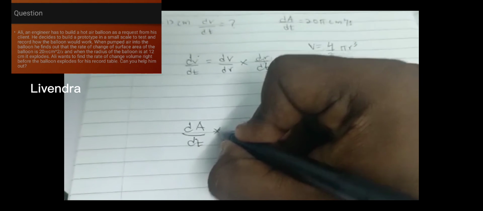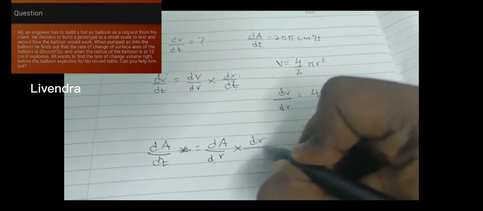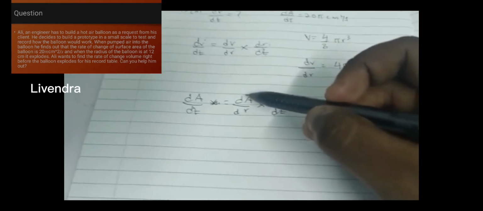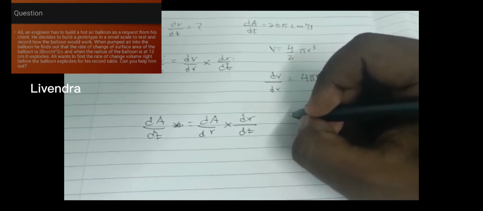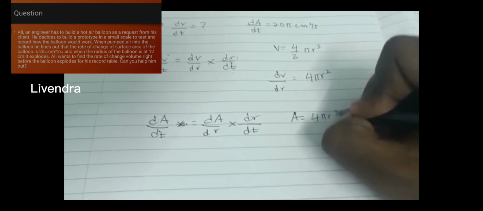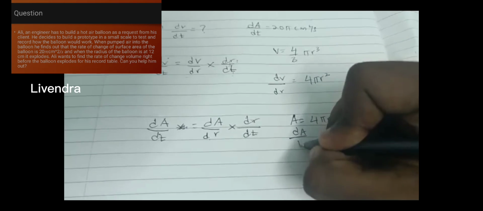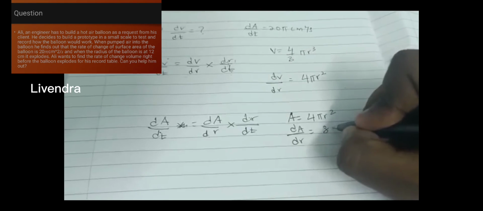A chain rule that I can think of is dA/dt equals dA/dr times dr/dt. For this we also need to find one more thing, which is dA/dr. So for dA/dr, we have to differentiate the surface area of a sphere formula, which is A equals 4 pi r squared. If we differentiate this, we should get 8 pi r.